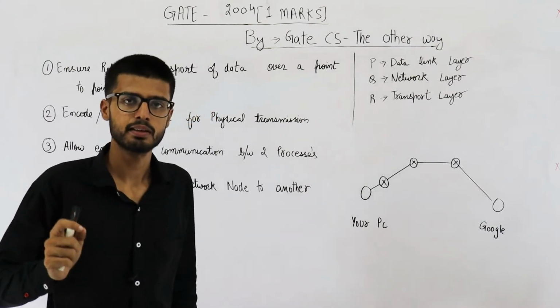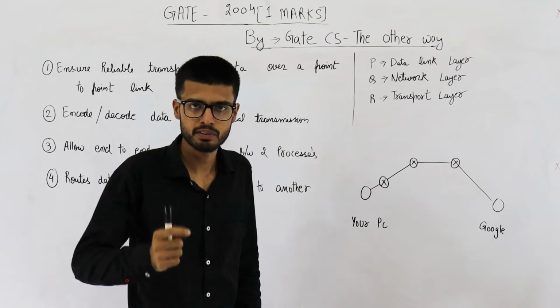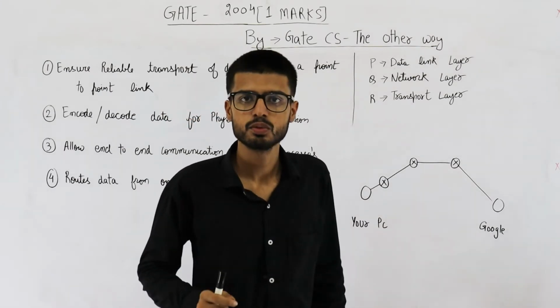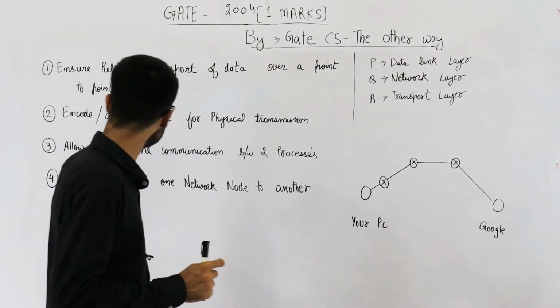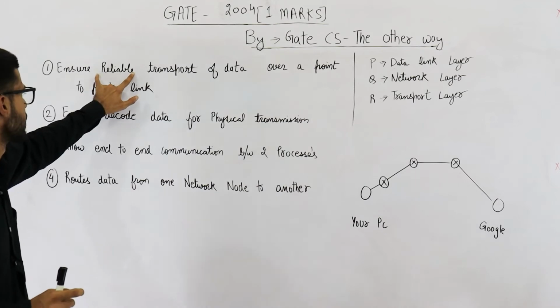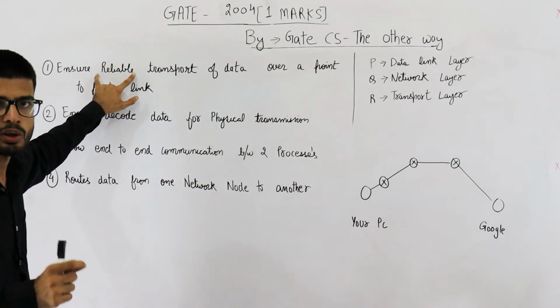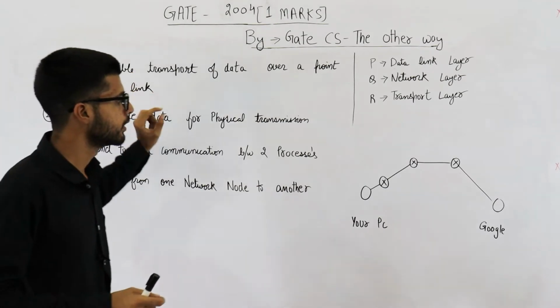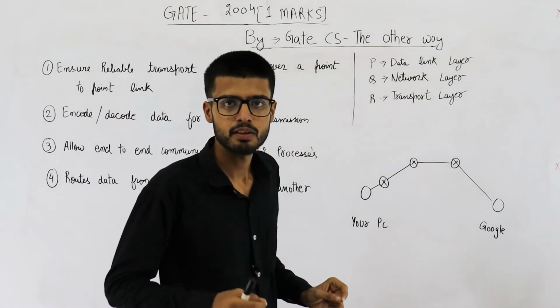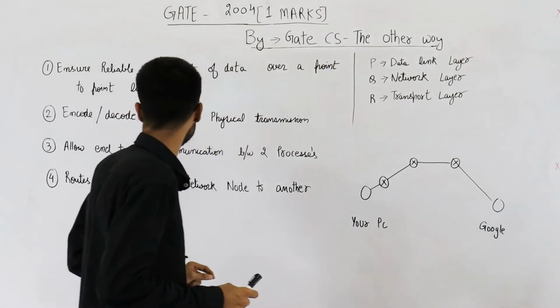I hope you know that we perform error control at various layers. Data link layer is one of those layers. So they're also using this word reliable. That means there must be no error. So we need to add some redundant bits for error control. That is done by data link layer.